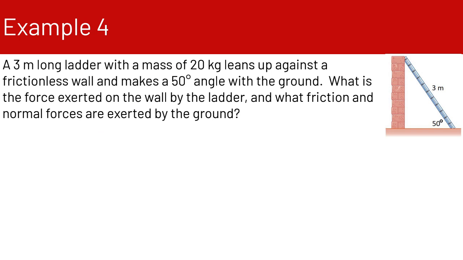Okay, example 4. Last example. We have a 3 meter long ladder with a mass of 20 kilograms that leans up against a frictionless wall and makes a 50-degree angle with the ground. What is the force exerted on the wall by the ladder? And then what friction and normal forces are exerted by the ground?